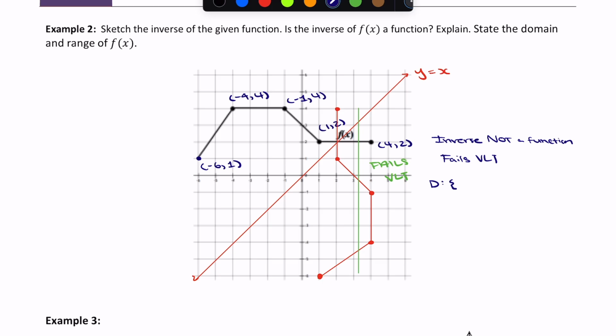Okay, so let's look at the domain and range of f of x. So the domain of f of x again starts at -6, -4, -1, 1, and 4. And here the range for f of x is 1, 2, and 4.